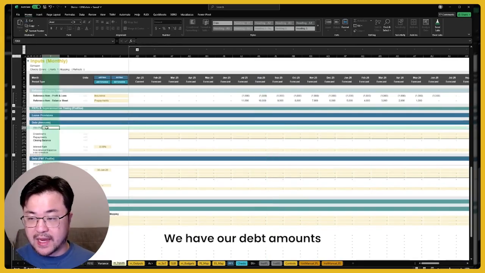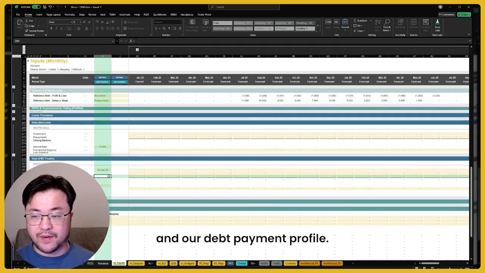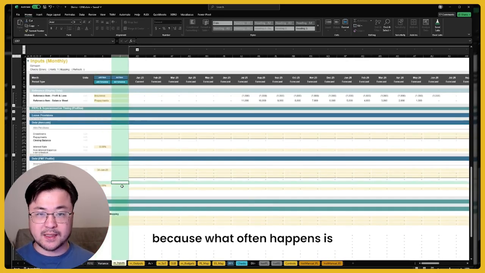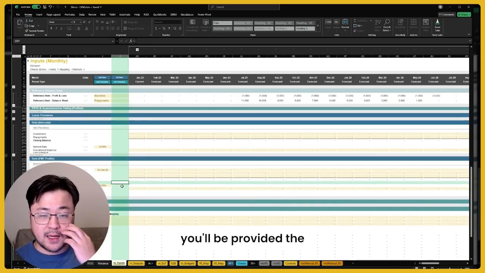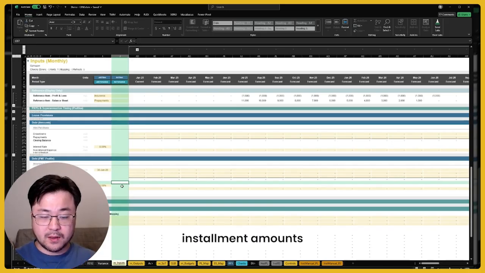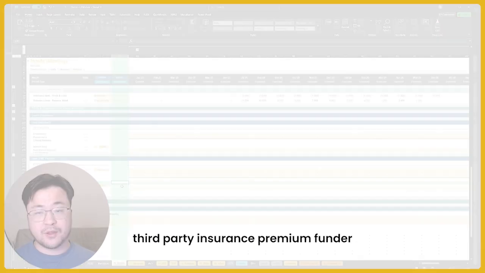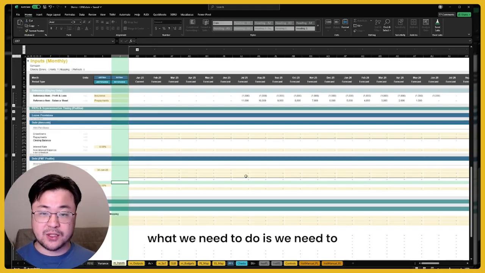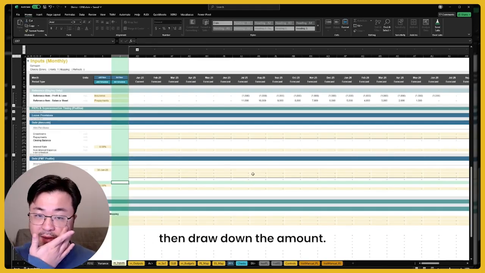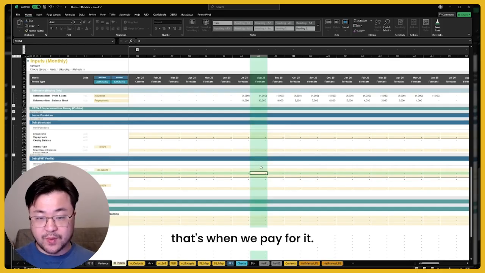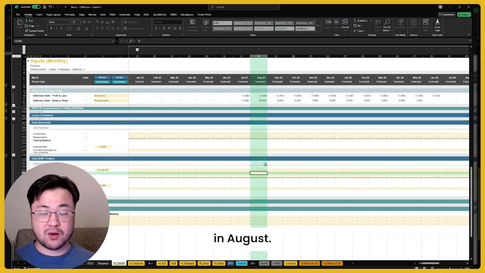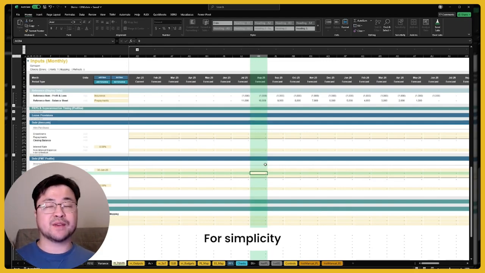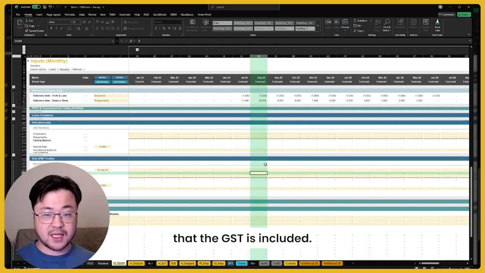A couple of options. We have our debt amounts and our debt payment profile. I think we're going to use our payment profile, because what often happens is you'll be provided the installment amounts that you need to pay the third-party insurance premium funder. Then we need to draw down the amount. We know that in August, that's when we pay for it, so we're going to need to draw down in August. Different insurance funders will be different. They may or may not cover the GST. For simplicity, we're just going to assume that the GST is included.